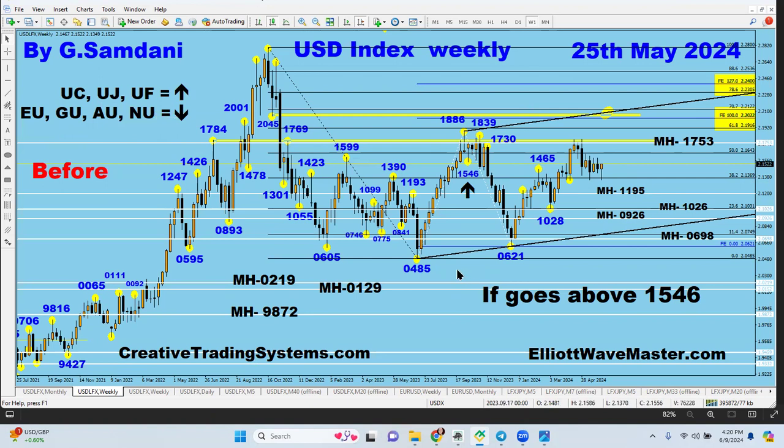So now, after all this blah, blah, blah, we're going to start doing it. You see the US dollar index was getting strong on Friday, and I hope that it's going to do the same today.